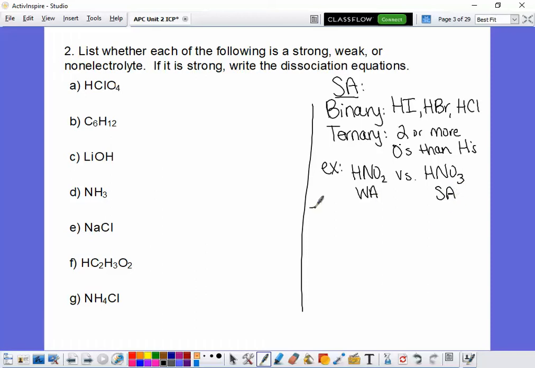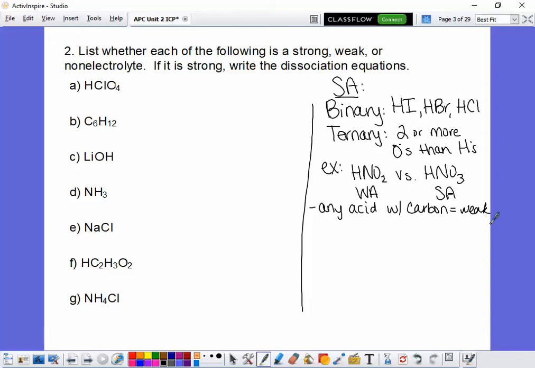And then any acid that contains carbon is weak, regardless of the number of oxygens compared to hydrogens. If it contains carbon, it's going to be a weak acid, if it is an acid. These are going to be our organic acids, which are all weak. Why? We'll talk about that in Unit 7.